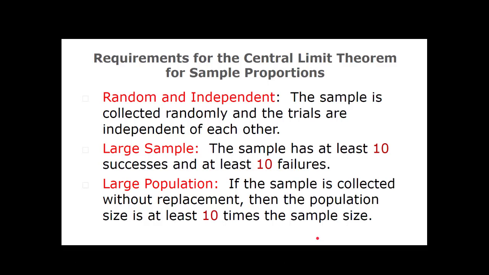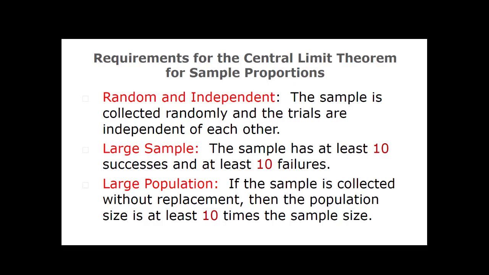In order for you to be able to apply the central limit theorem, there's very strict conditions that must be met. And I'm going to go over these in more detail. The first condition is that the sample has to be collected randomly and every trial is independent of one another. The next condition is you have to have a large sample. So the condition that you're looking to meet has to appear at least 10 times within the sample, and it has to fail at least 10 times within the sample. Finally, you must have a large population. The population must be at least 10 times the size of the sample.